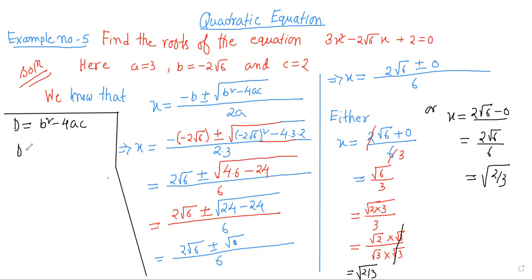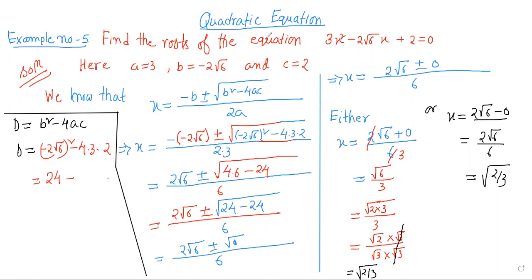So here D is equal to b square minus 4ac. b means minus 2 root over 6, square, minus 4. What is the value of a? It is 3. What is the value of c? It is 2. Actually, we can get it 0 from here also. This is also b square minus 4ac, right? So here it will be 24 minus.